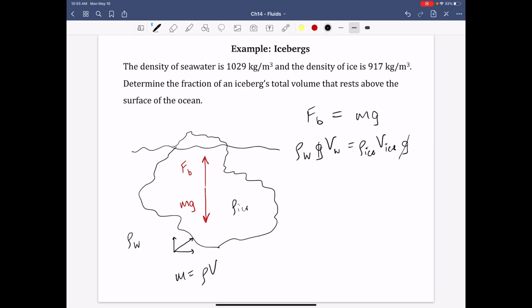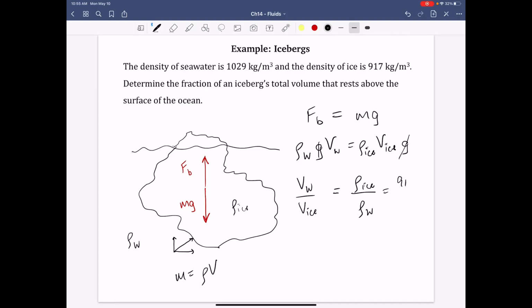And now, what are we trying to find? The fraction of an iceberg's total volume that rests above the surface. So, in other words, we're finding a ratio. So, I'm going to find the ratio of the volume of water displaced to the volume of the ice, the total volume of the iceberg. And so that's equal to the density of ice over the density of water.